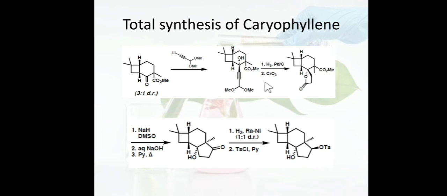So excessive reduction of this triple bond converts this dimethyl acetyl derivative or ester derivative into the tetrahydro derivative. Okay, tetrahydro dimethyl acetyl derivative. After treating it with CrO3, it will convert the tetrahydro derivative into this 5-membered lactone ring system.